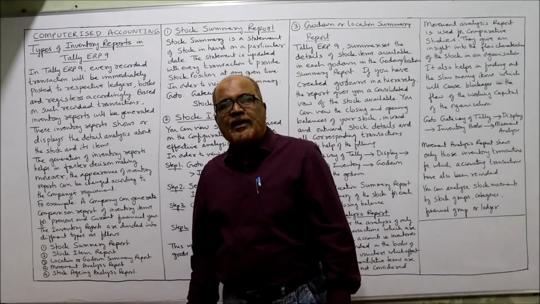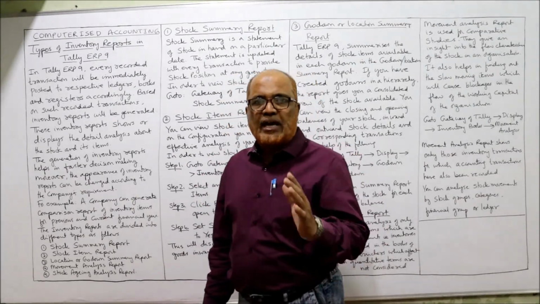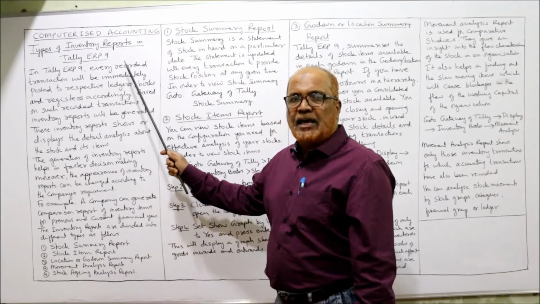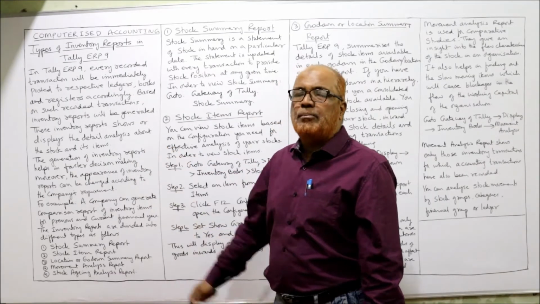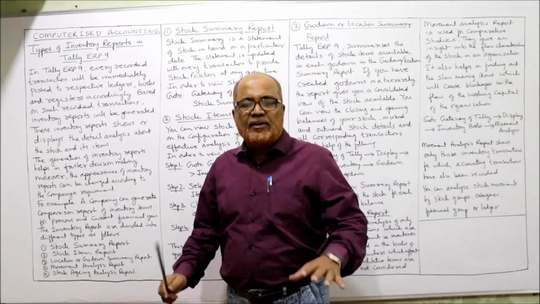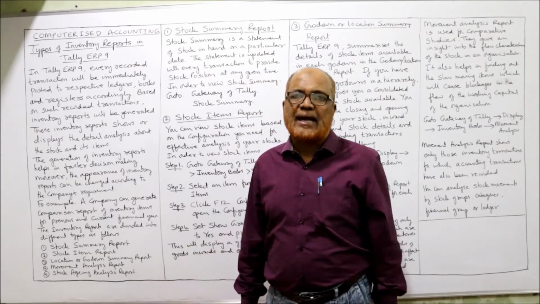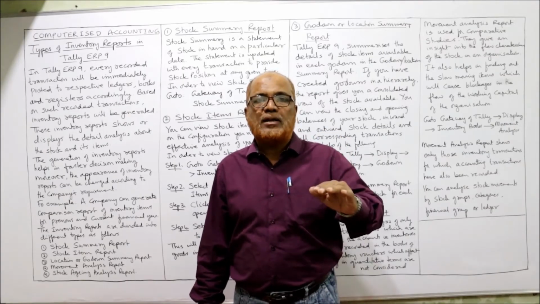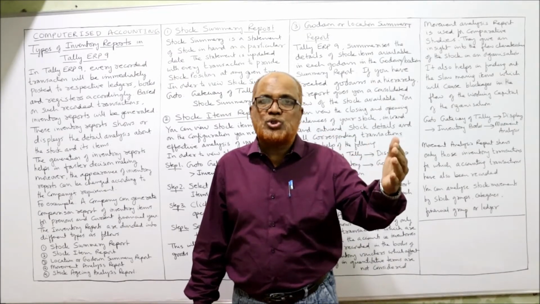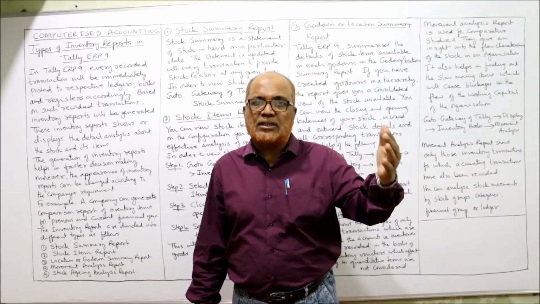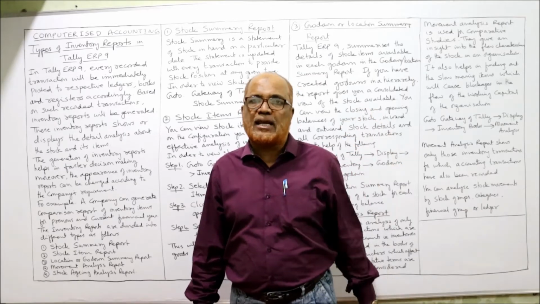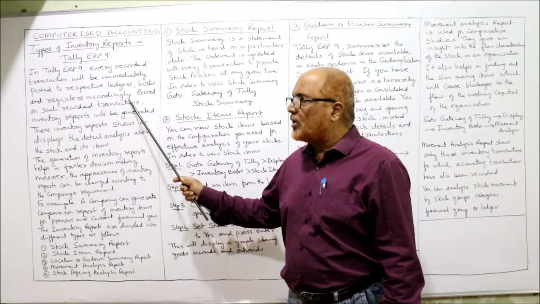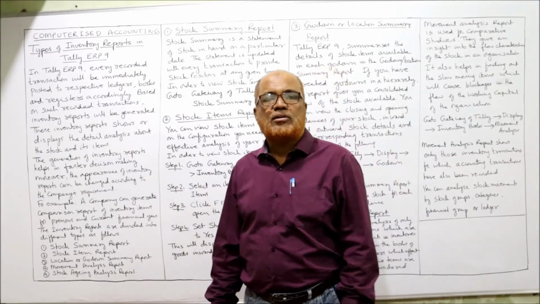Now I'm going to explain the inventory reports we can make in Tally ERP 9. In Tally ERP 9, every recorded transaction will be immediately posted. The feature of this Tally accounting package is that whenever we enter a transaction, it is automatically and immediately posted to the ledger, to other books of accounts, and to other registers. Based on such recorded transactions, inventory reports will be generated.